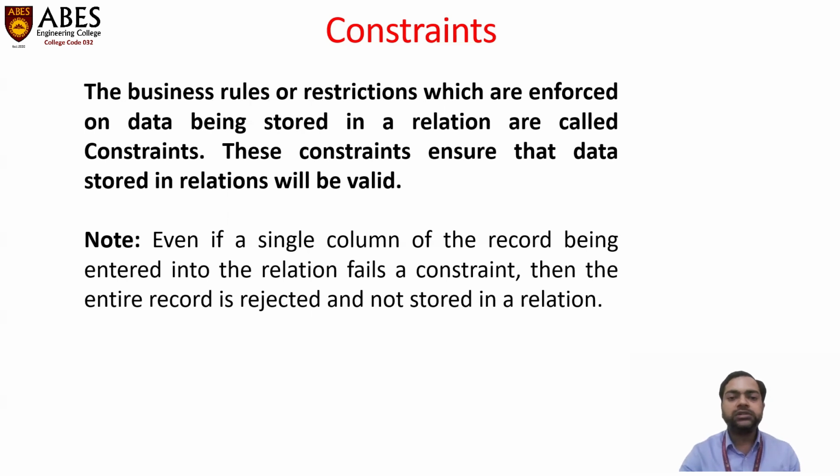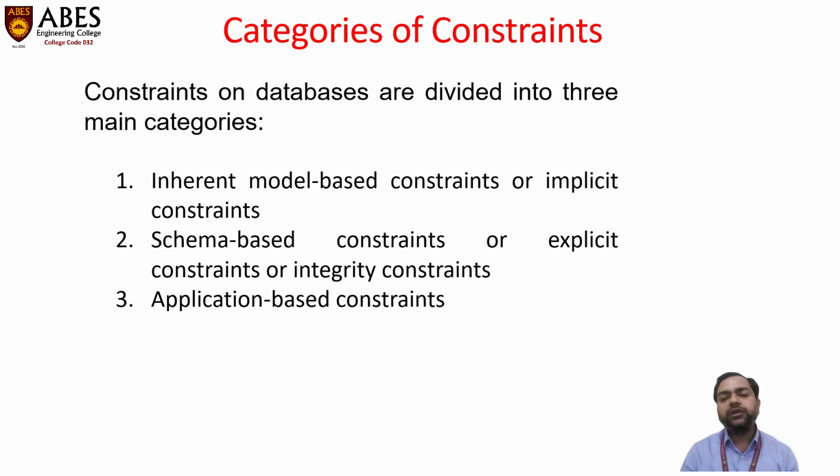So this is the basic concept of constraints in the relational model. Now we have different categories of constraints in the relational model. Basically, we have three categories here. First of all, we have inherent model-based constraints, or implicit constraints. We'll discuss them one by one with the help of examples also. So first of all, we have the inherent model constraints.